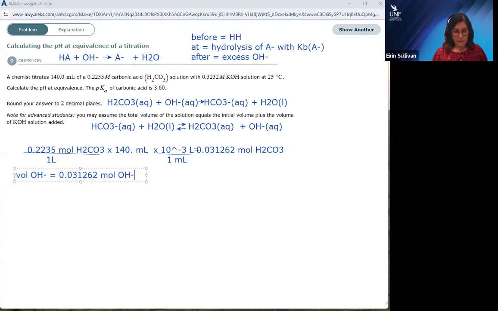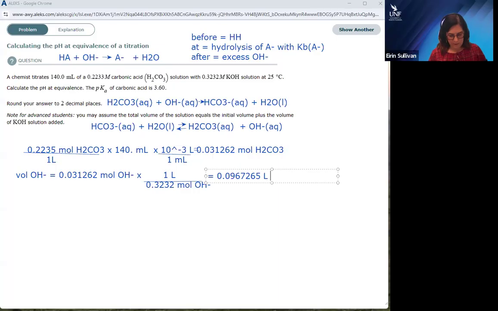and then I'm going to use my concentration. My concentration was in moles per liter, 0.3232. So if I put my moles on the bottom, 0.3232 moles of hydroxide for every 1 liter of solution. That is going to give me my volume, and that's going to be in liters. So I'm going to have to make sure I calculate my total volume correctly altogether in liters. What have I got? 0.0967265 liters. That will do, of hydroxide added. Okay, so now I can work out from that what my total volume is going to be in a second.